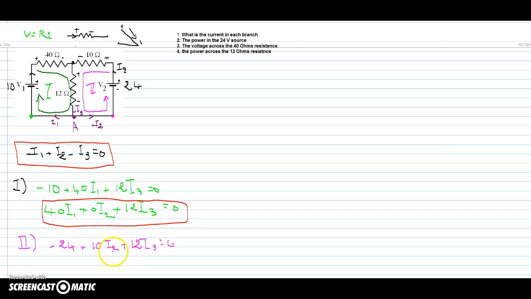Now let's rearrange this equation. I don't have I1, therefore I1 has a 0 coefficient, 0, plus 10 I2, plus 12 I3, and I bring the voltage on the other side, which is 24. And this is my last equation.